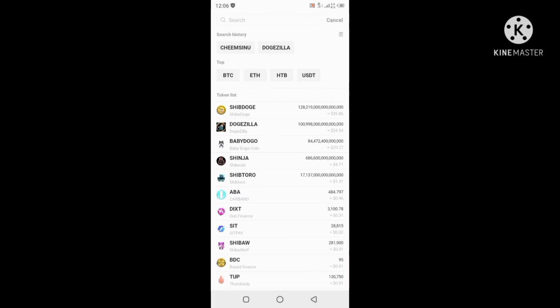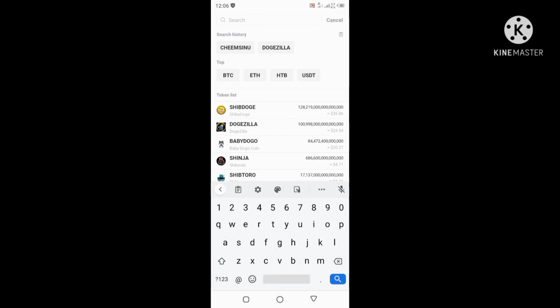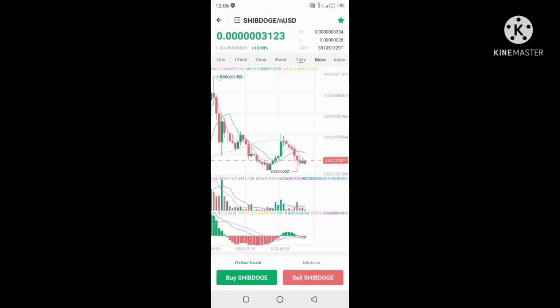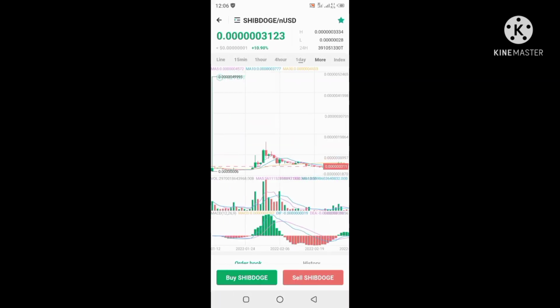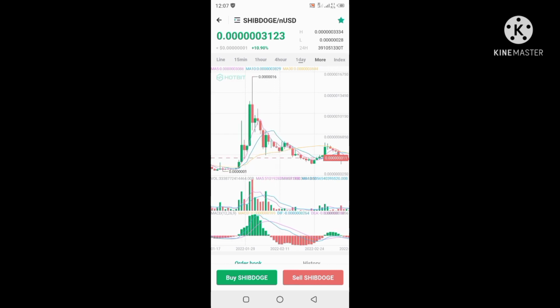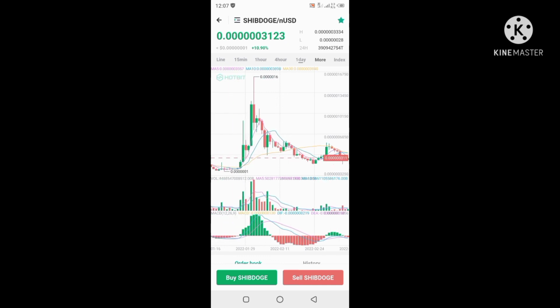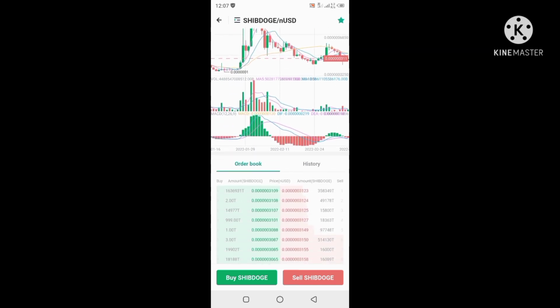Number 3 is Shiba Doge. This token was launched in December 2021. It went up to here and later dropped to here. So if you buy this coin right now, you also make profit as soon as Bitcoin starts to move up. As you can see, it is following Bitcoin. When Bitcoin drops, it will drop, and when Bitcoin goes up, it will also go up.